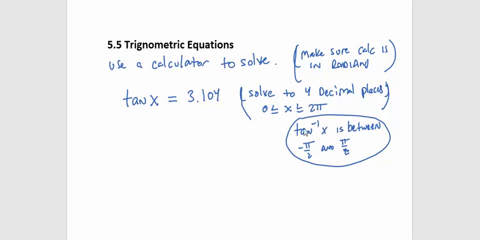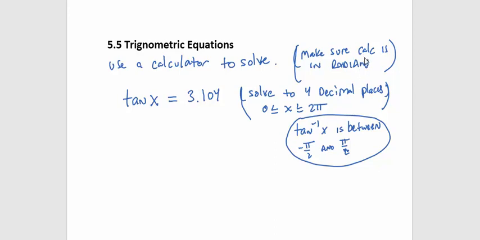Tangent inverse, when we use our calculator to find tangent inverse, it's going to give us solutions between -pi over 2 and pi over 2. So we're going to have to make sure that the answers we get here between -pi over 2 and pi over 2, we transfer those answers back to our solution set, which is between 0 and 2 pi. Okay? We want to make sure that our calculator is in radians to do this.